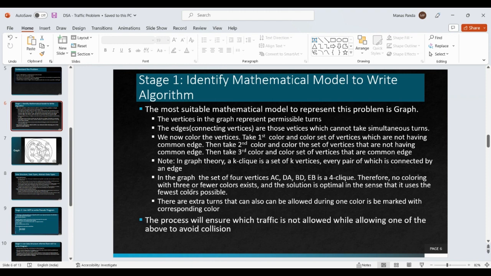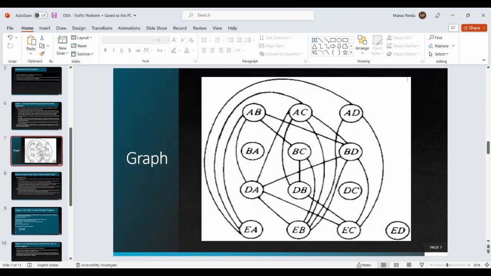So there are extra turns, which don't require any kind of traffic light, and which will continue to go through. We will discuss that towards the end of the session. We will discuss that one.